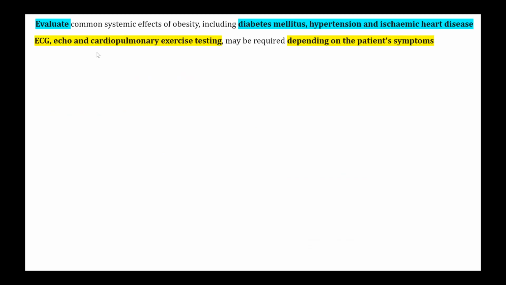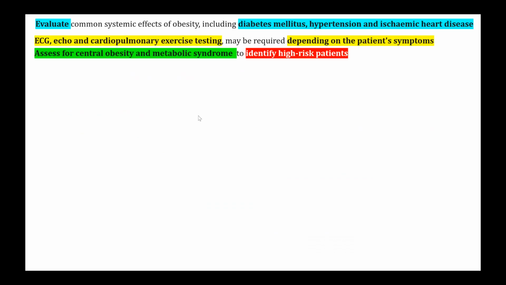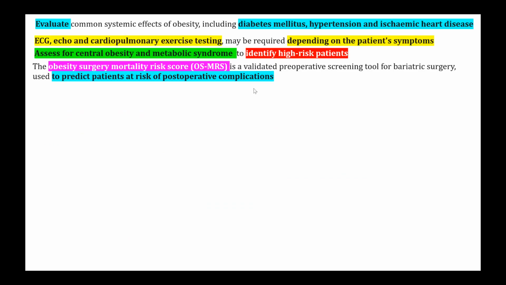So ECG, echo, and cardiopulmonary exercise testing are done depending upon the patient's involvement of these systems. And assess for central obesity and metabolic syndrome, which is definitely indicative of a high risk. The obesity surgery mortality risk score, OSMRS, is a validated preoperative screening tool for bariatric surgery, and it is used to predict the patients at risk of postoperative complications.